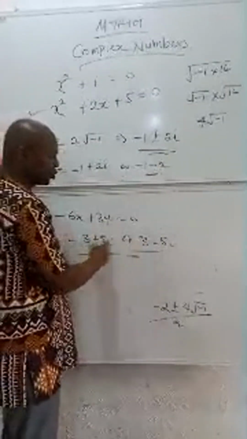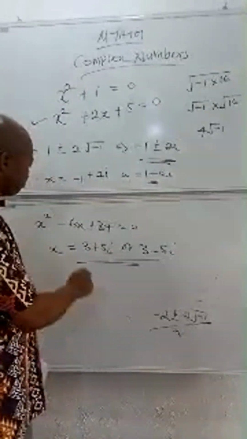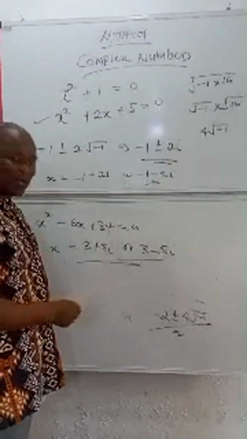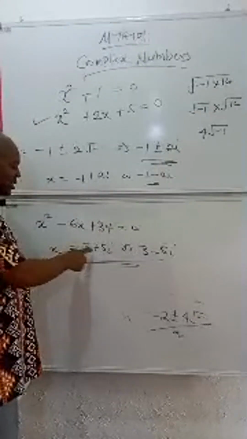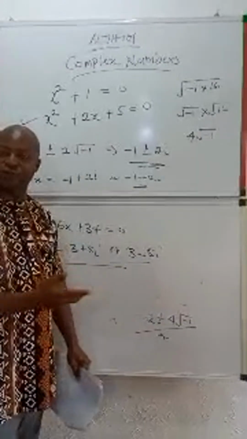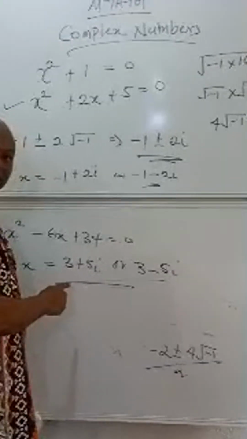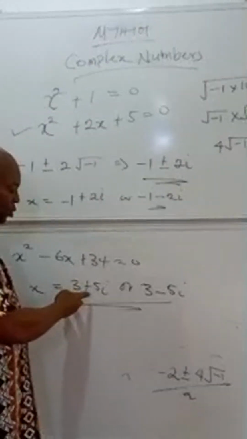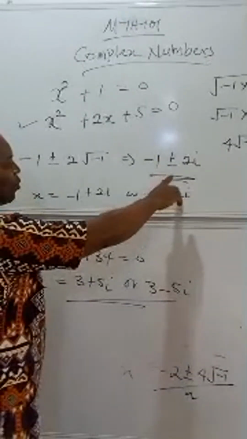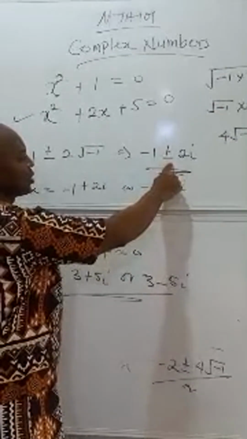You can see that these are the solutions of the given problem. Now, when you take a critical look at this, unlike the other ones we used to have, where x is equal to 2 or another number, with solutions in the real number system, for this very one you can see that x is equal to 3 plus 5i, like the other one we considered first, which was minus 1 plus or minus 2i.